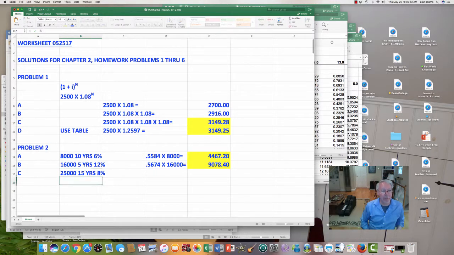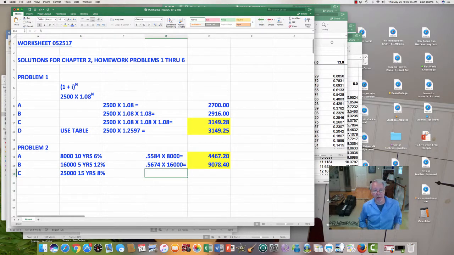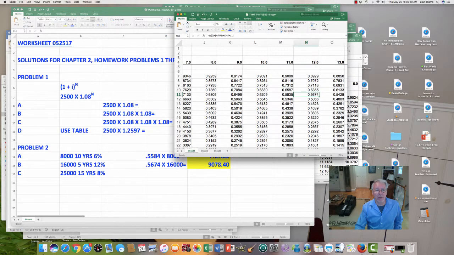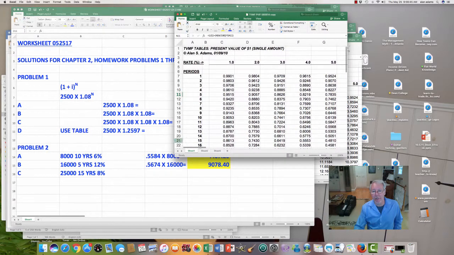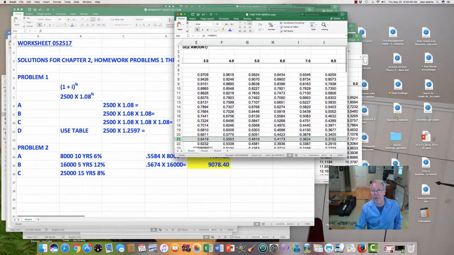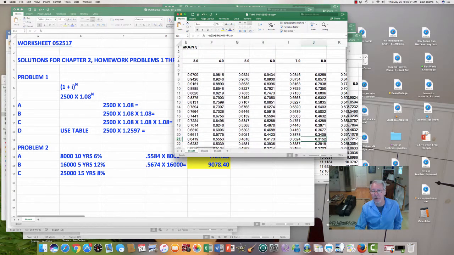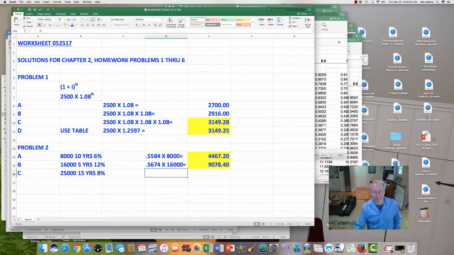Okay, maybe that's the number that I'll prove to you. All right, come on out here to the table. Table B, or table number 2. 15 years at 8%. My answer is going to be on line 21, it looks like. 8% will be, there it is, 0.3152.